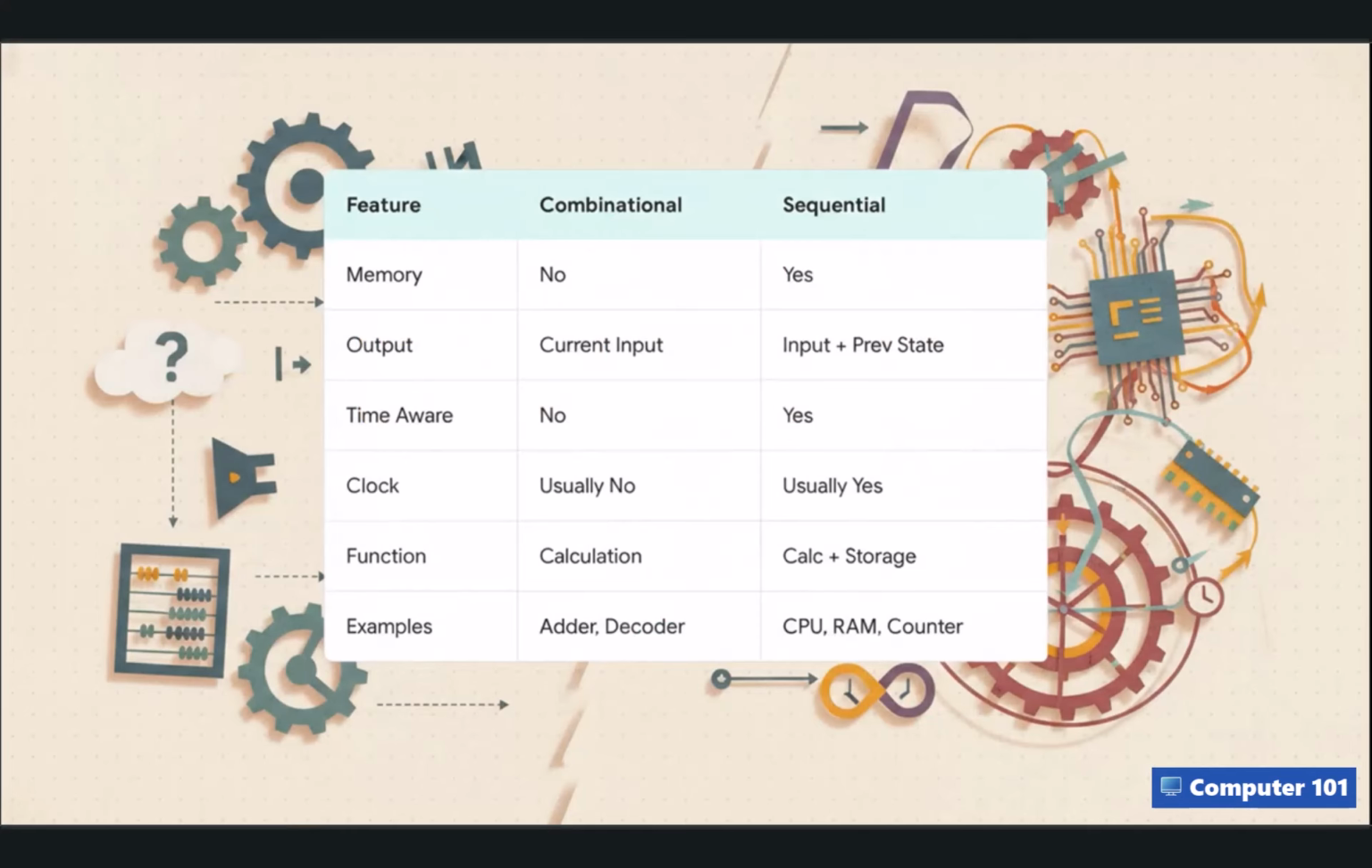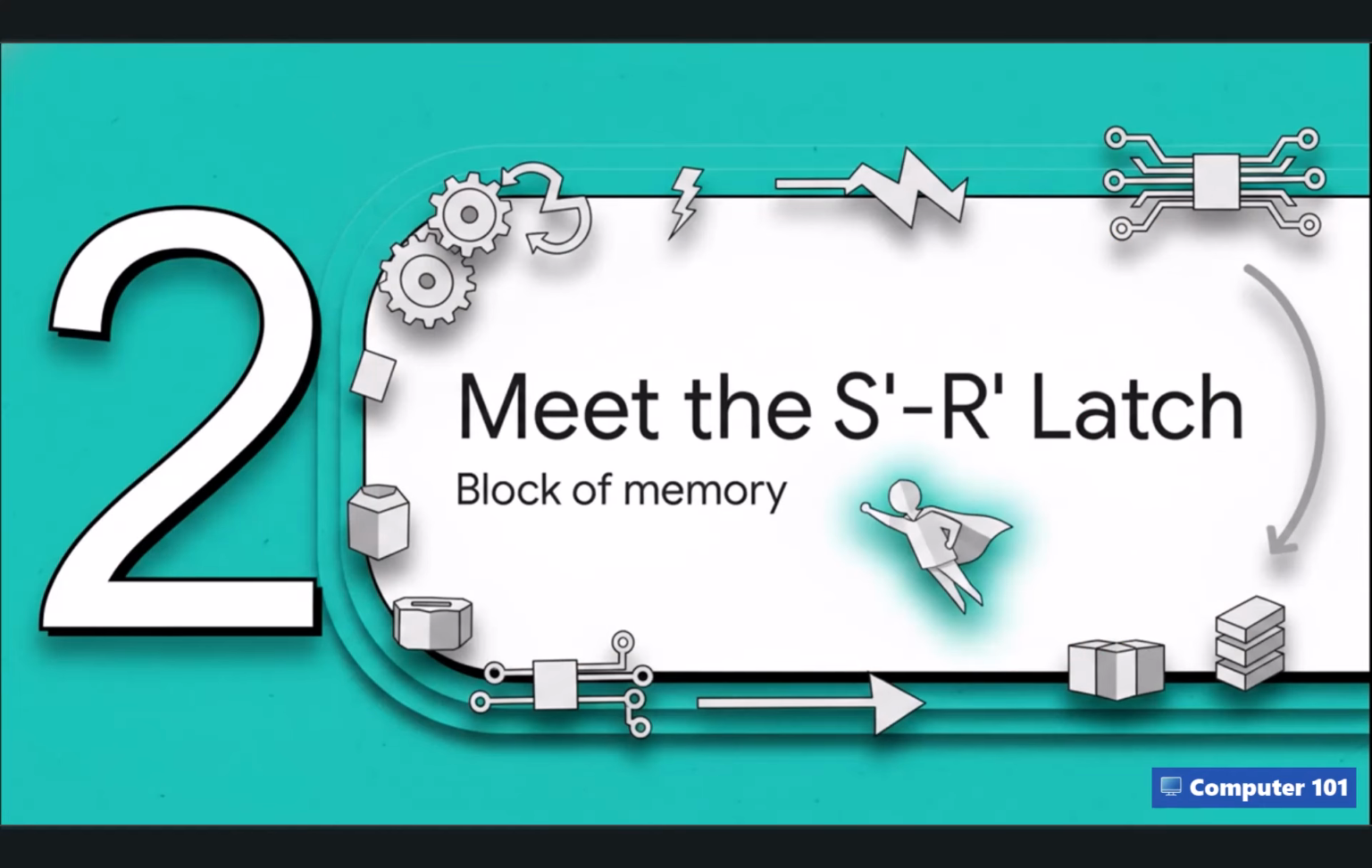Now, what's really interesting about this slide is the clear contrast between these two worlds. Over on the left, we've got our amnesiac combinational circuits. Their output depends entirely on the current input. Nothing else. But on the right, we see the evolution, sequential circuits. By adding memory and time awareness, we essentially upgrade from simple calculators to the incredible building blocks of modern computing, like CPUs and RAM. Moving right along to section 2, meet the S R latch, the foundational block of memory.